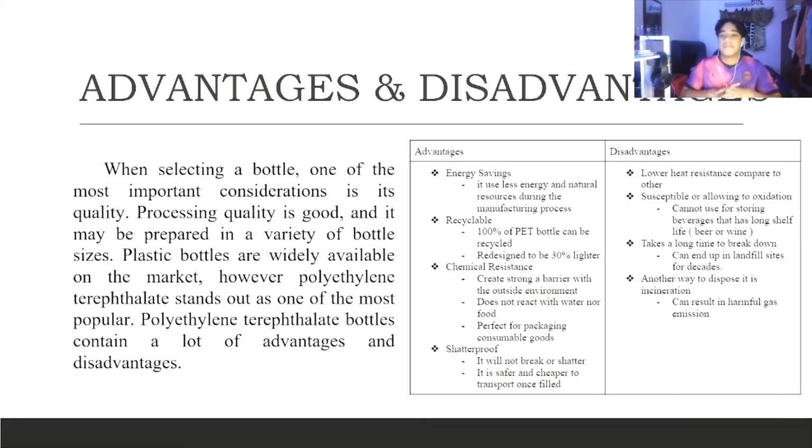So the disadvantages part is compared to other polymers. PET has lower heat resistance compared to other polymers.